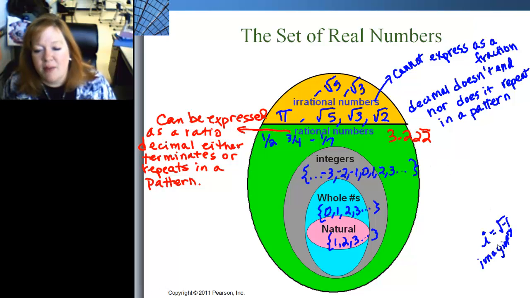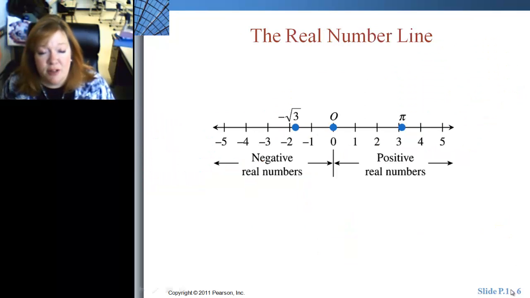Those are going to be the imaginary numbers. Square root of -1, imaginary. And you might have seen that in Algebra 2. But that's an example of a number that's not real.